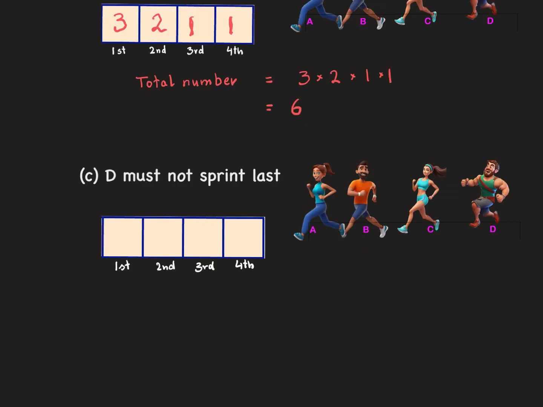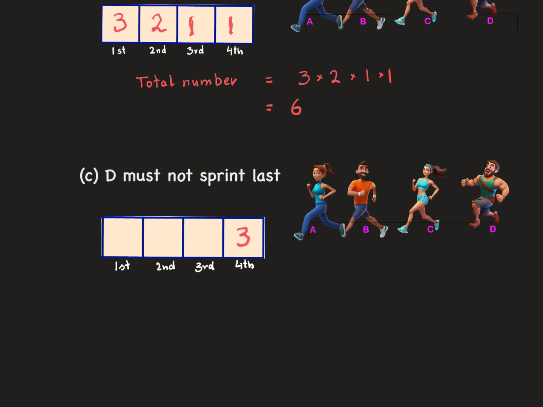In this example, we don't want D to be last. So D could be first, second or third, but it may not be last. That means we've only got 3 sprinters to choose from for the last position. So we still go for the 4th position. There are 3 sprinters over here. Now, it doesn't matter whether D is first, second or third.